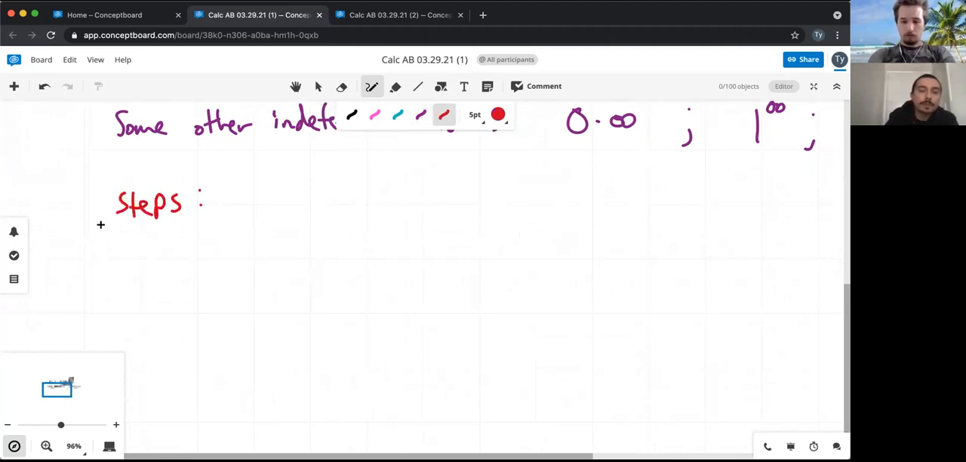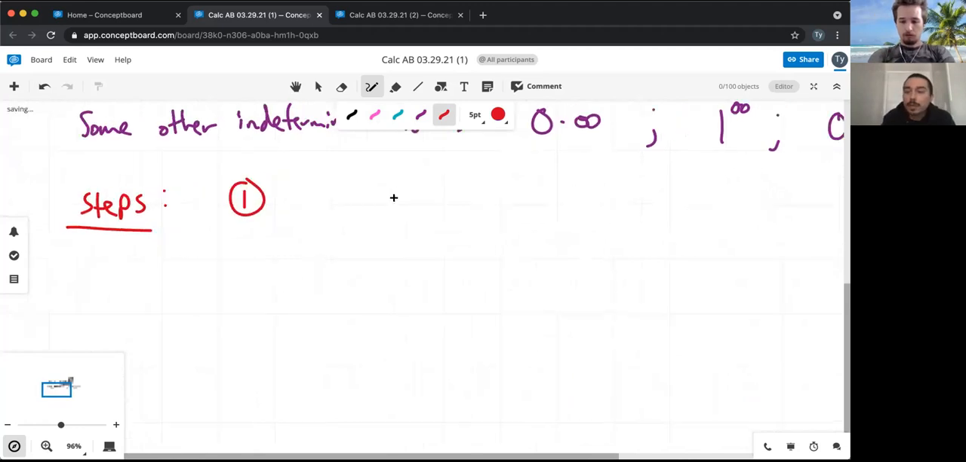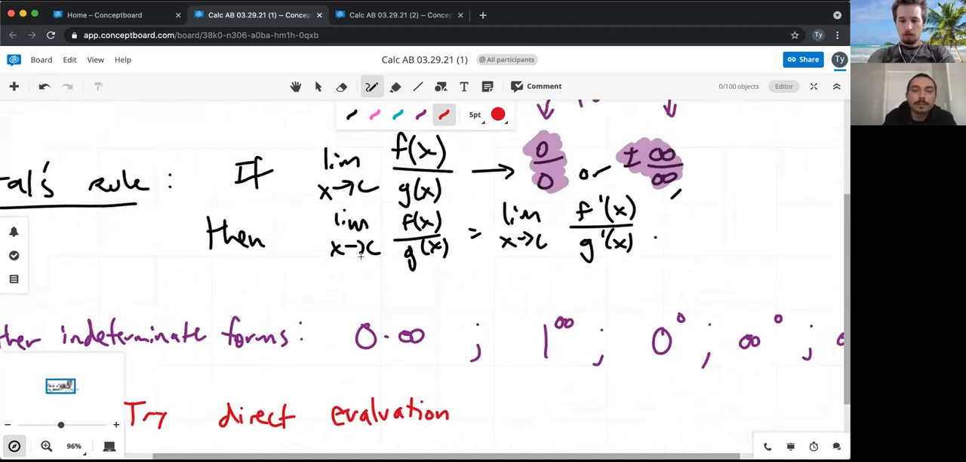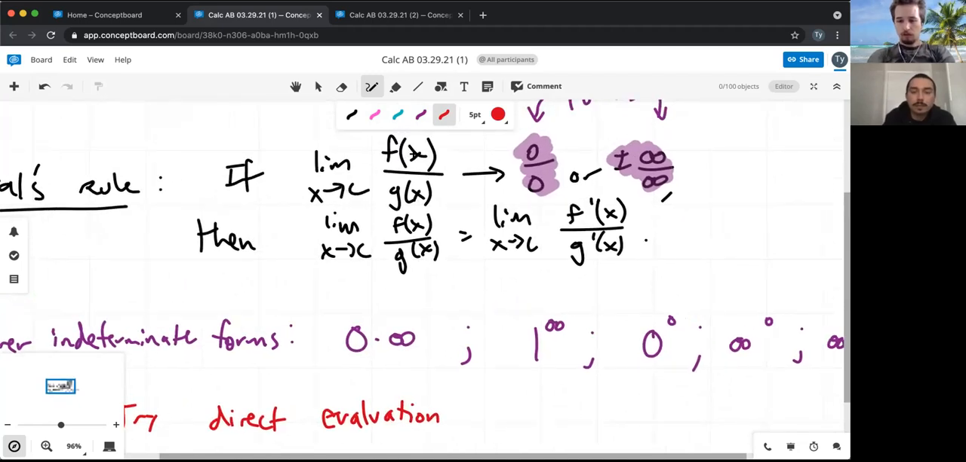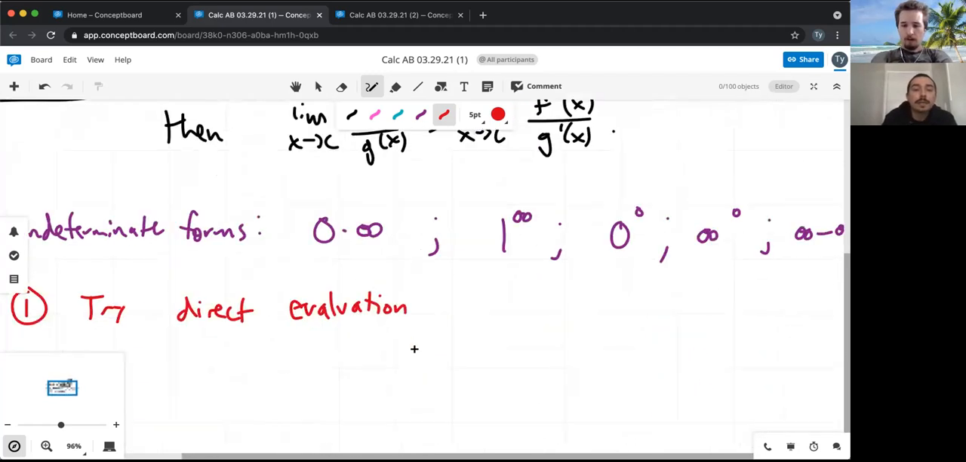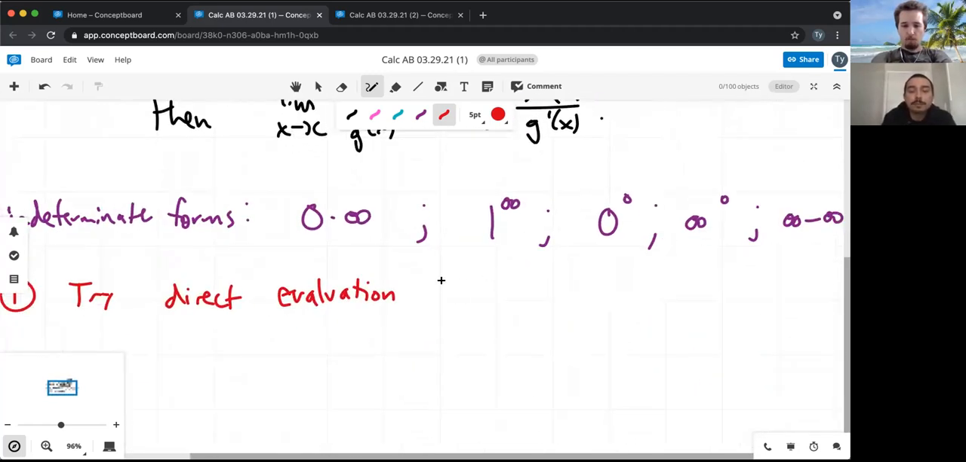for doing this. So steps for evaluating with L'Hopital's rule. Step 1, try direct evaluation. Direct evaluation is a fancy word for you plug everything in, right? So in this case, I would plug in c every time I see an x, and then I would evaluate it. So try direct evaluation.